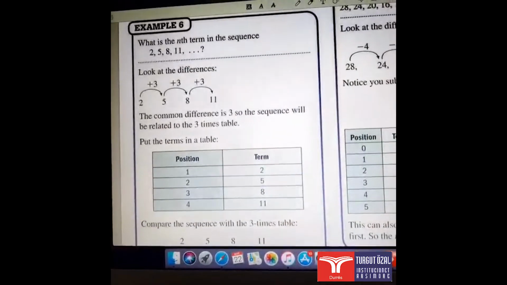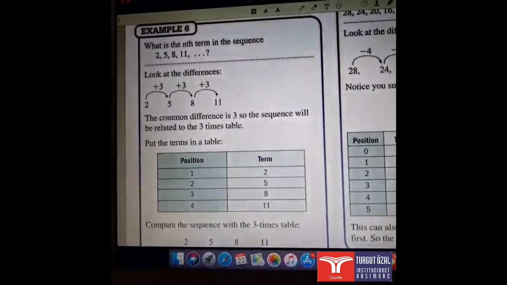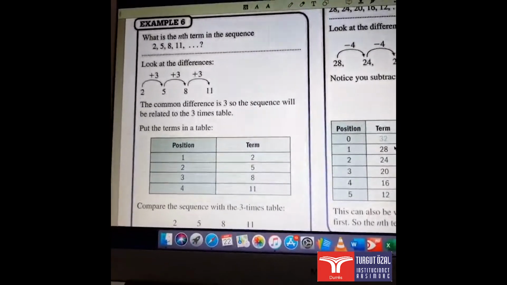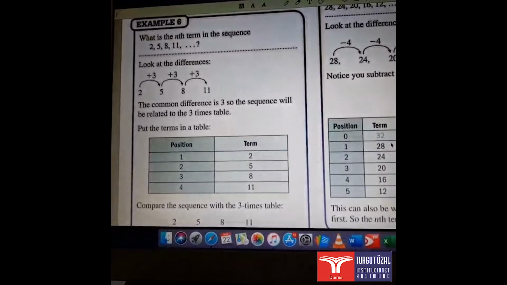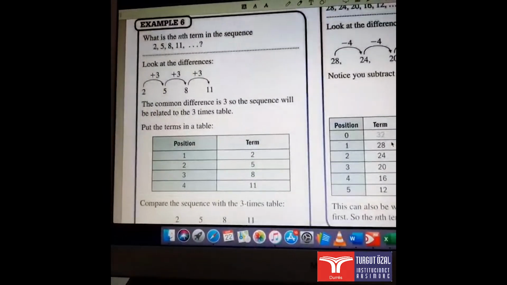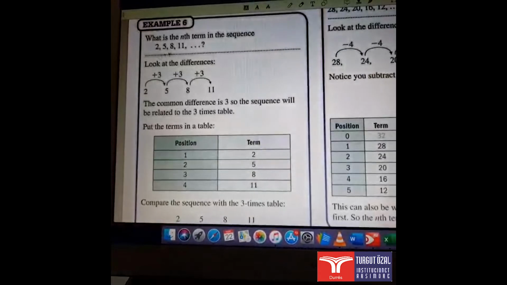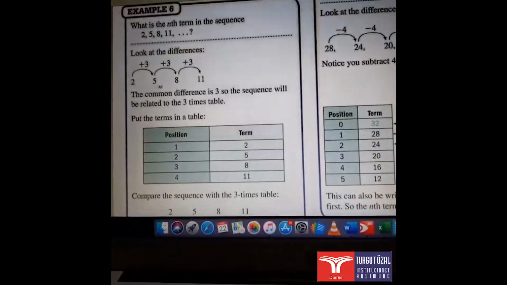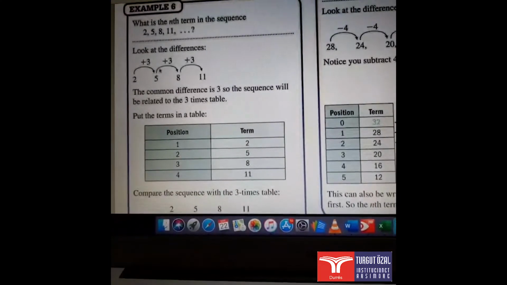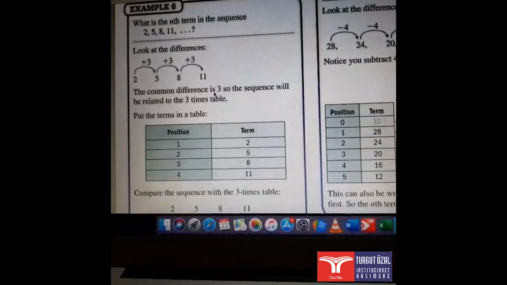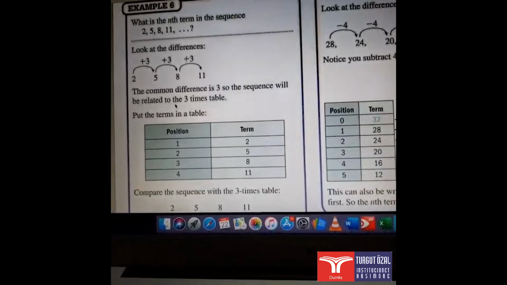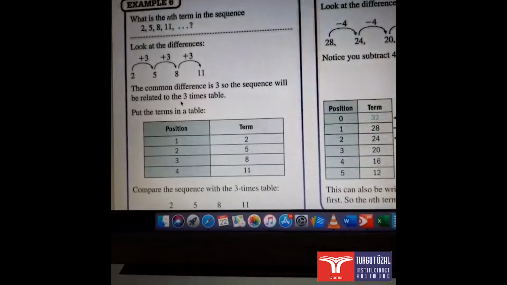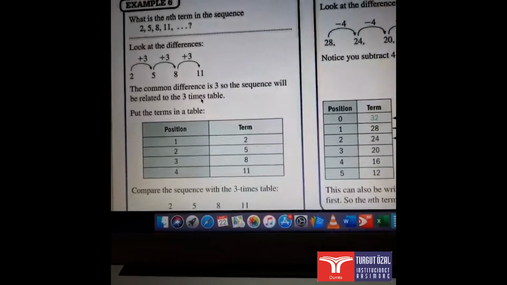Let's have a look at example 6. What is the nth term in the sequence? It means how can we find any term in this sequence, or how can we find the rule of the sequence? It is given the sequence 2, 5, 8, 11. If we take the term-to-term rule, we can see that the difference between each term is 3. So this one will be related to the 3 times table. It means we have to deal with multiples of 3.